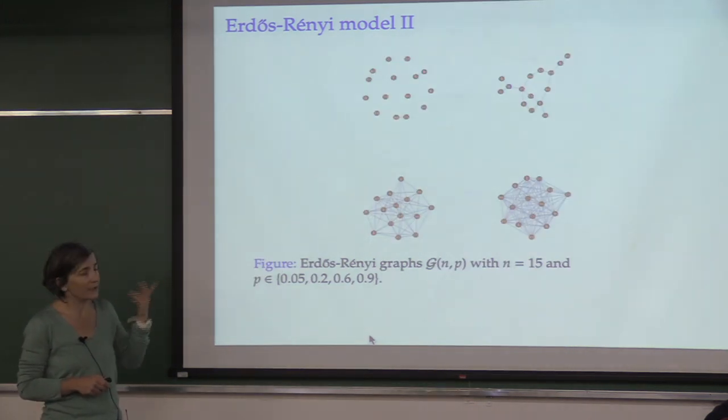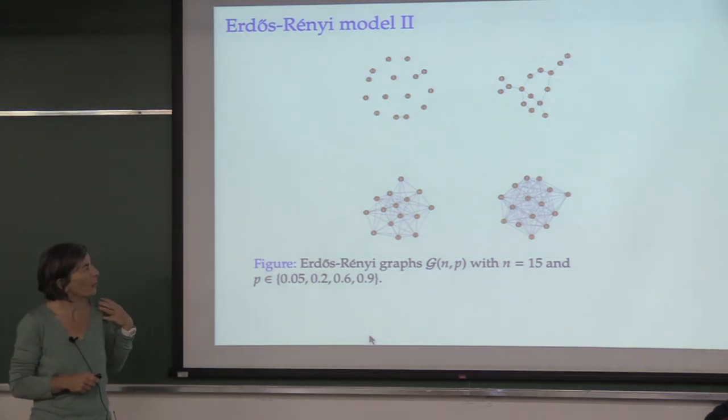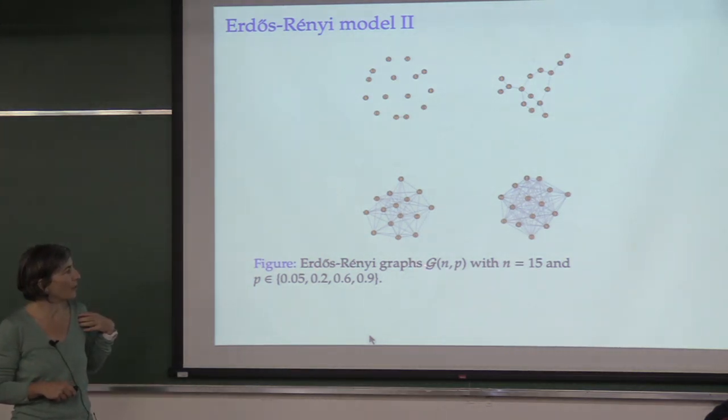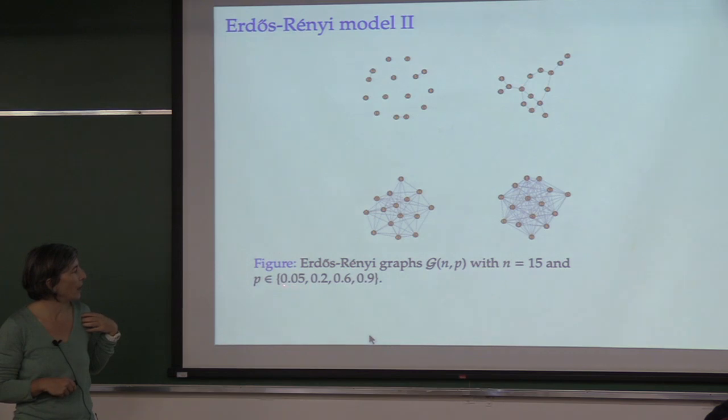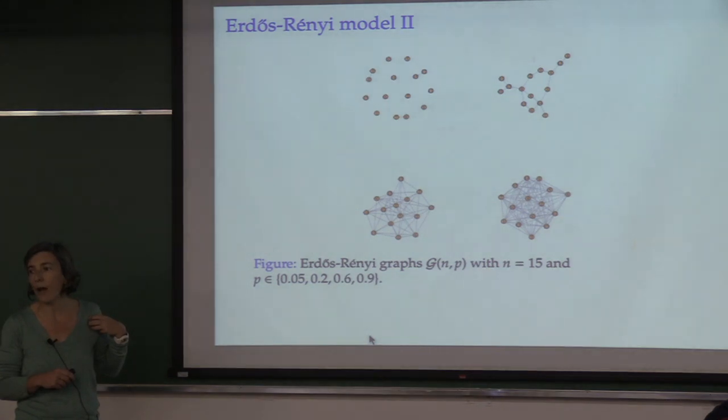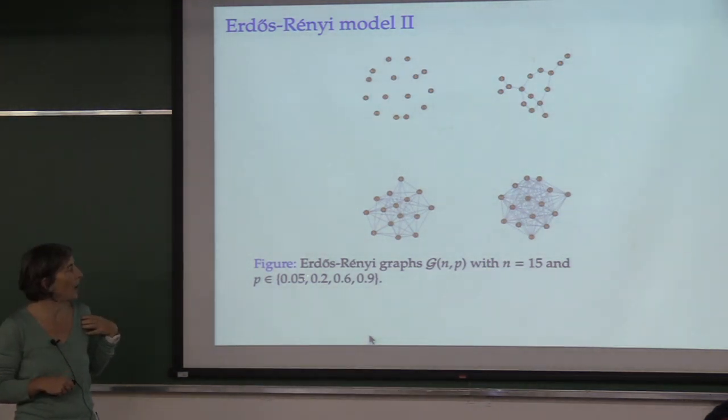So this is what the Erdős-Rényi model looks like. You have Erdős-Rényi random graphs here of the type GNP with n equal 15 nodes and p varying from 0.05 in that case. So that's what we call very sparse. You don't see many edges in that graph. And then you increase the value of p, which corresponds in fact to the density of your random graph, up to 0.9, and you see that you have almost a complete graph. And if we were to take p equal 1 exactly, then we would have a complete graph.